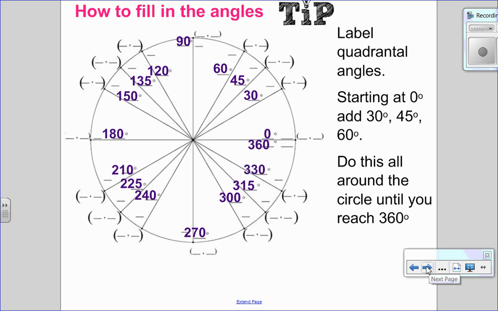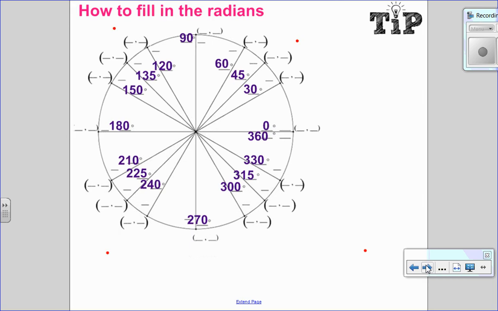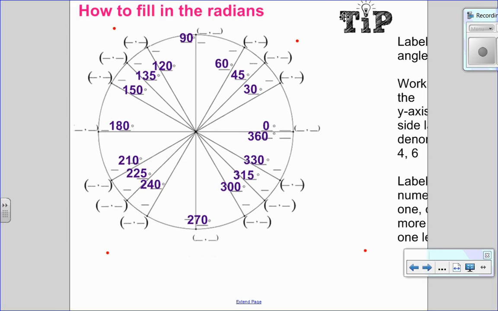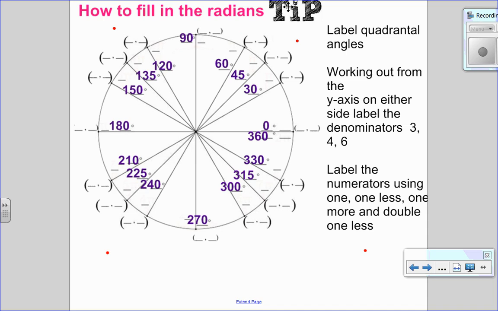So now that I have all of my angles filled in, I want to figure out my radians. My tip for you is again, let's start with the quadrantal angles. All the way around the circle is 2 pi radians, and I'm going to take 2 pi radians and split it into quarters. If I split 2 pi in half, first of all, I get pi. If I split 0 and pi in half, I get pi over 2. So 0, pi over 2, and pi are my first ones.